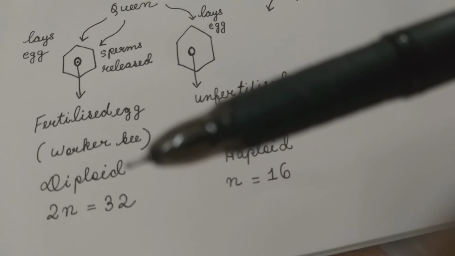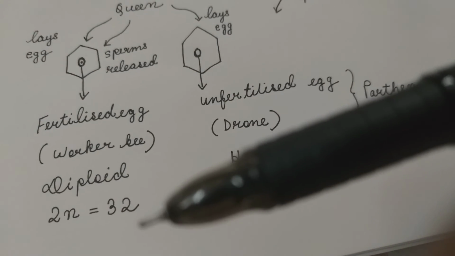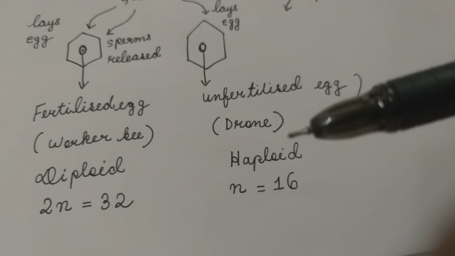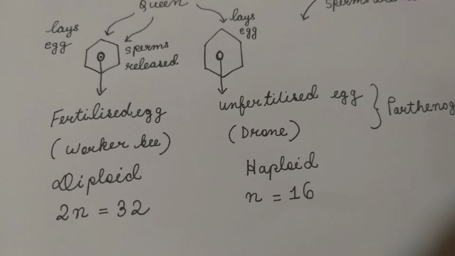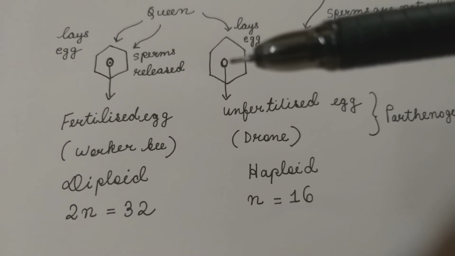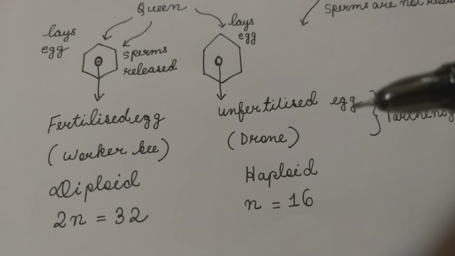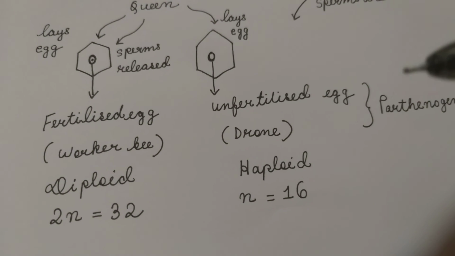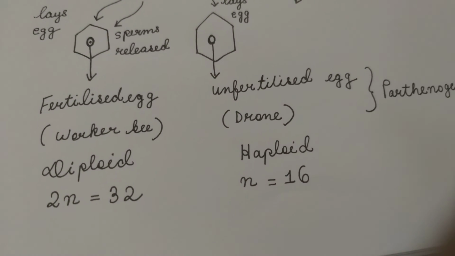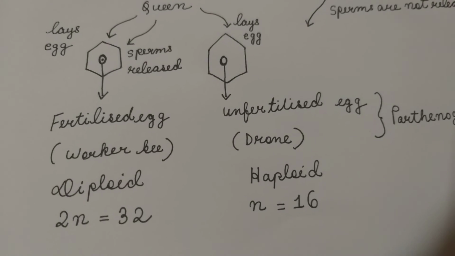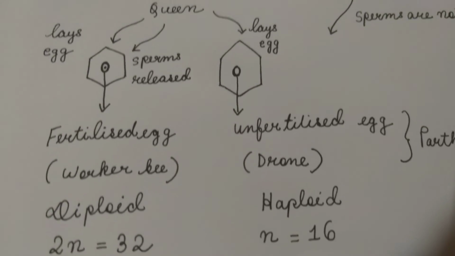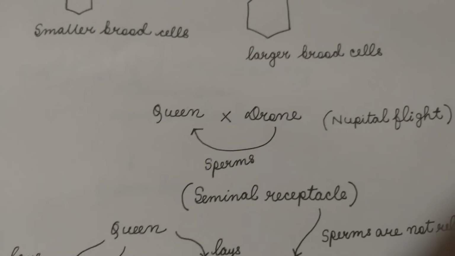So worker bees are diploid having 32 chromosomes and the drones are haploid having 16 chromosomes because the drones have developed from the female gamete or the unfertilized egg which has only one set of chromosomes. So the sex of the individual depends on number of sets of chromosomes that one receives. In this way, the sex of the honeybee is determined.